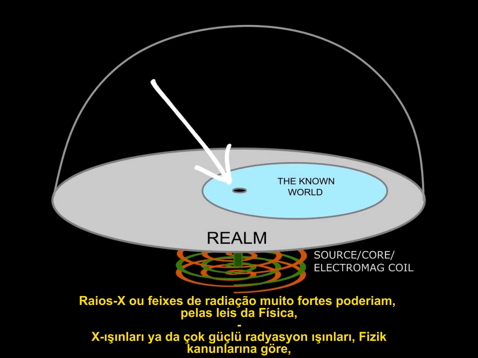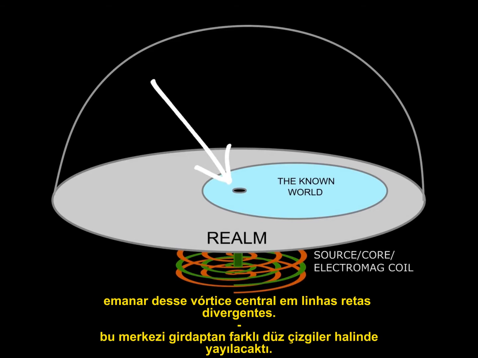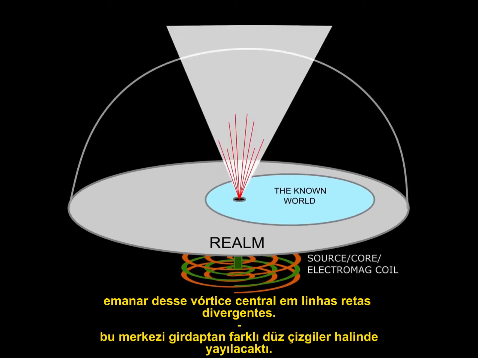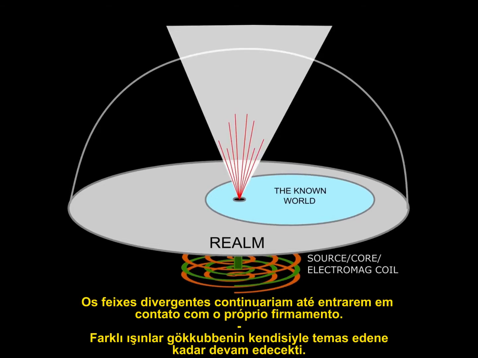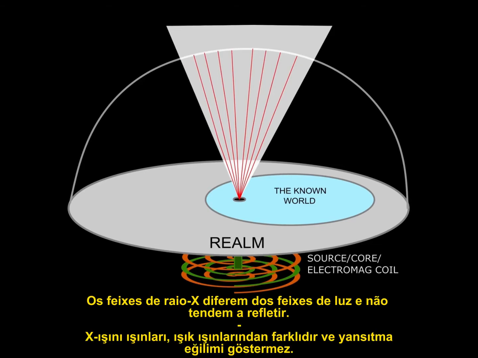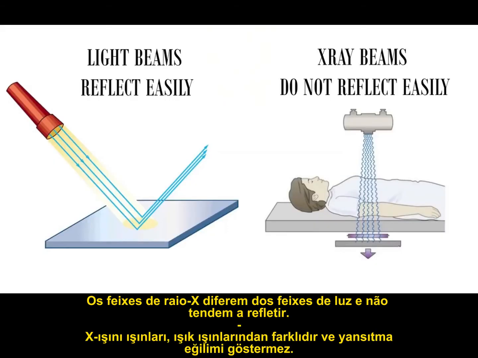X-rays, or very strong radiation beams, would, by the laws of physics, emanate from this central vortex in diverging straight lines. Like X-rays, they would also be invisible. The divergent beams would continue up until coming into contact with the firmament itself. X-ray beams differ from light beams and do not tend to reflect.